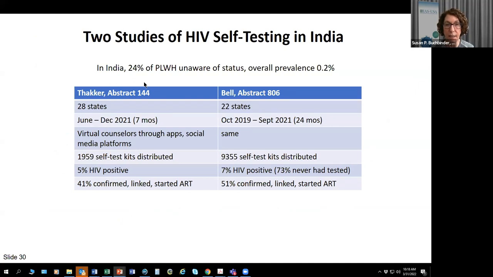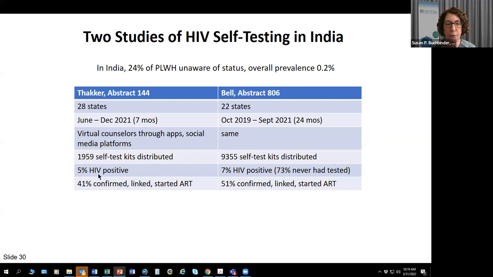And these are two studies that did have data on linkage to care on self-testing in India, where 24% of people living with HIV are unaware of their status. And the overall prevalence of HIV in the population is 0.2%. So we have this Thacker abstract on the left and the Bell abstract on the right. Both of them studied multiple states within India. This was a 7-month study. This was a 24-month study. There were virtual counselors who reached out to people through apps and social media platforms for both of them. This one distributed about 2,000 self-test kits, and this one over 9,000 self-test kits.